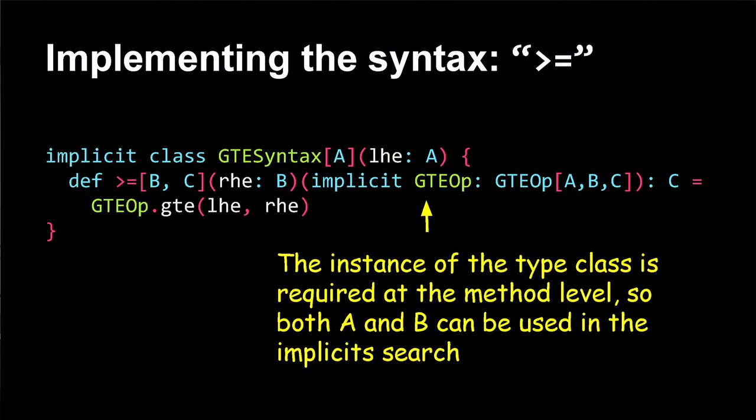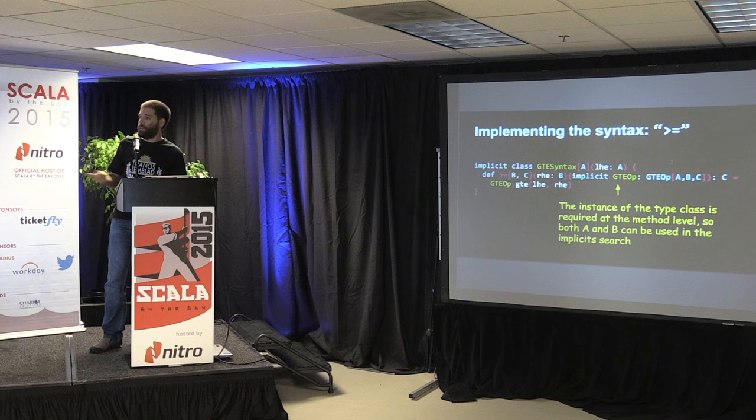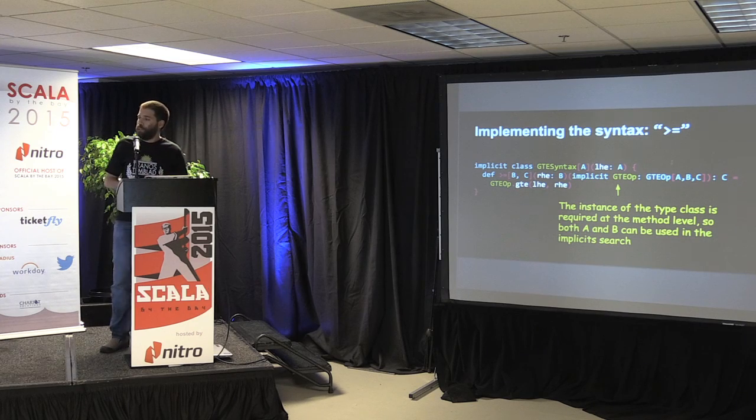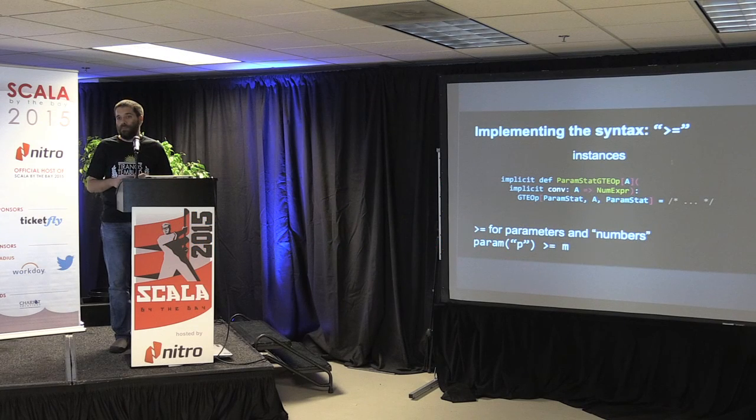One thing that is worth mentioning is that we are asking for the implicit instance at the method level, so Scala can use both the types of the left and right arguments to do the implicit search of this instance. This is what allows implementations that depend on both types. So the problem is now to define the right instances. I will show the most relevant ones. I will show only the types because the implementation is not really important here.